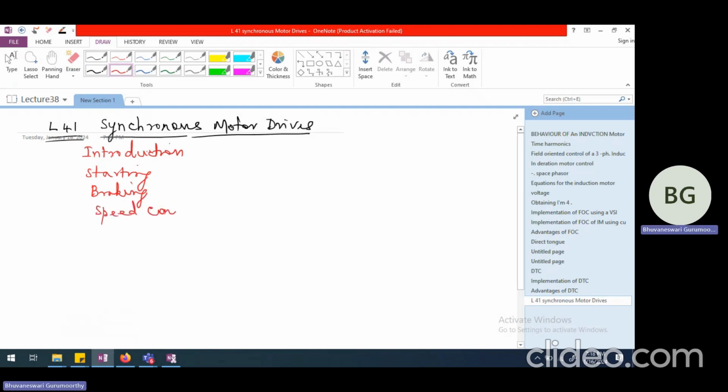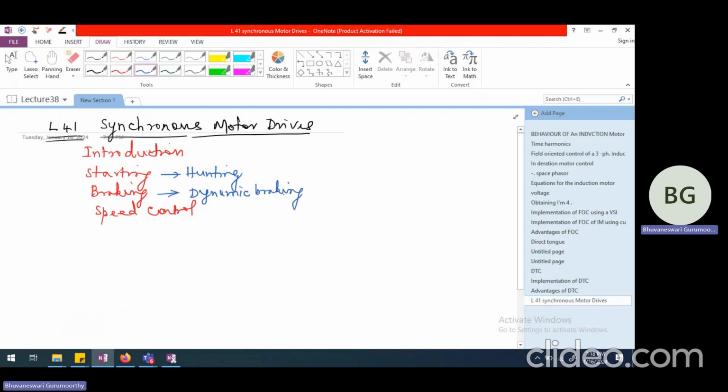So in starting, we would be looking at some of the conventional methods, and we definitely need to look at something called hunting phenomena in synchronous motor drive. And as far as braking is concerned, most of the times in synchronous motor drive, what we employ may be dynamic braking, that is connecting a resistance right across the armature of a synchronous machine.